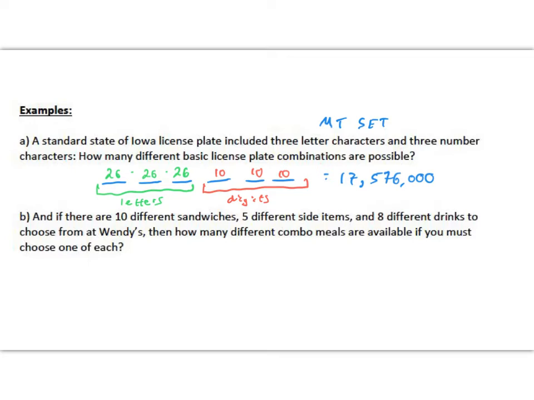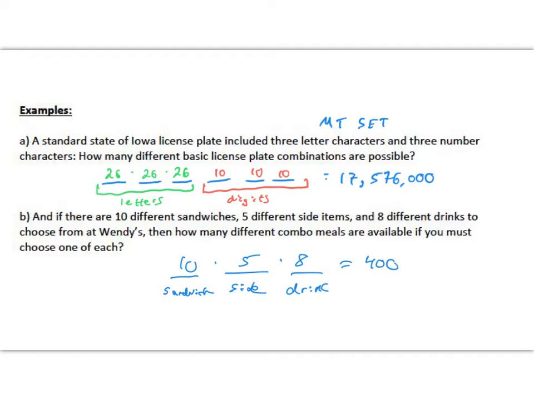Okay, now that we're done with that, we've got this idea of different sandwiches, different side items and drinks at Wendy's. And if you have to pick one of each, how many different combo meals are available? Well, you have to pick a sandwich, you have to pick a side, and then you have to pick a drink. And if there's 10 and 5 and 8, just multiply all of those together and you have 400 choices.